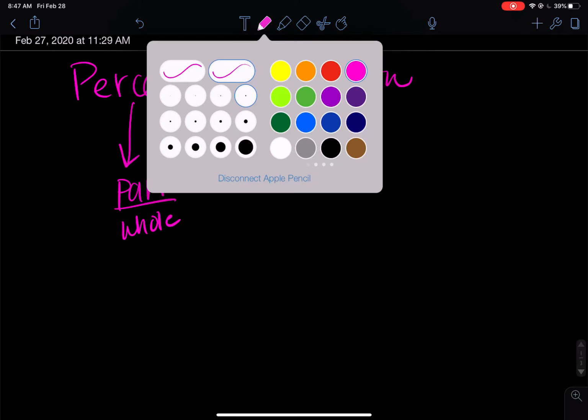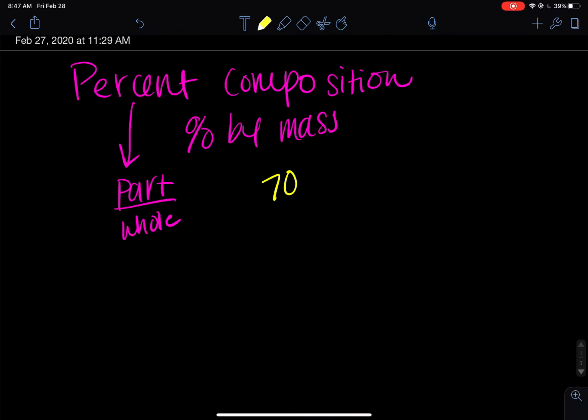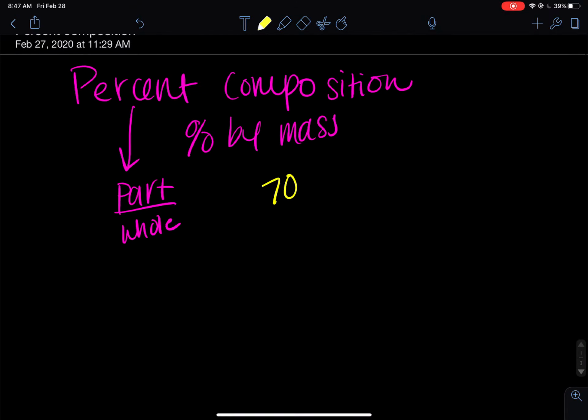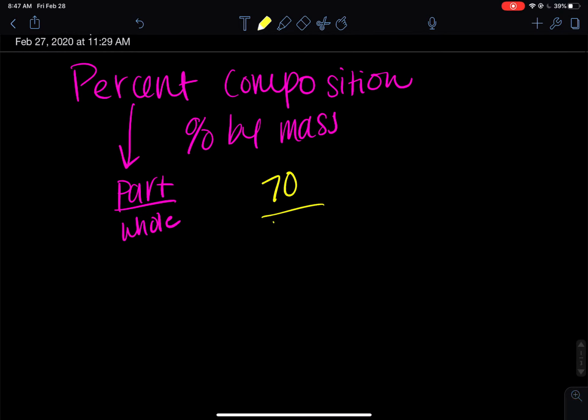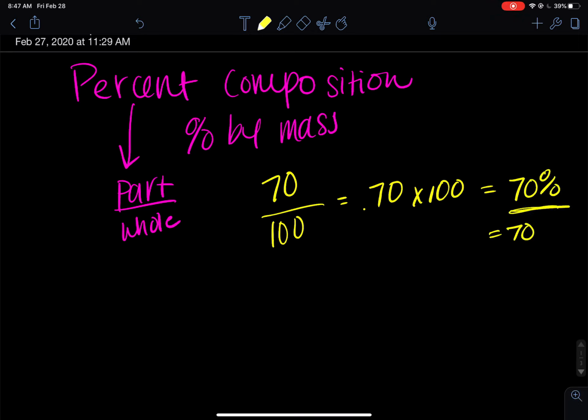So if we're going to look at your grades, for instance, if you made a 70 out of a possible 100 points, technically that's a 0.7, but we multiply that by 100 to get your percentage grade. So all you see would be a 70. So that's technically your part. You made part of the whole grade.